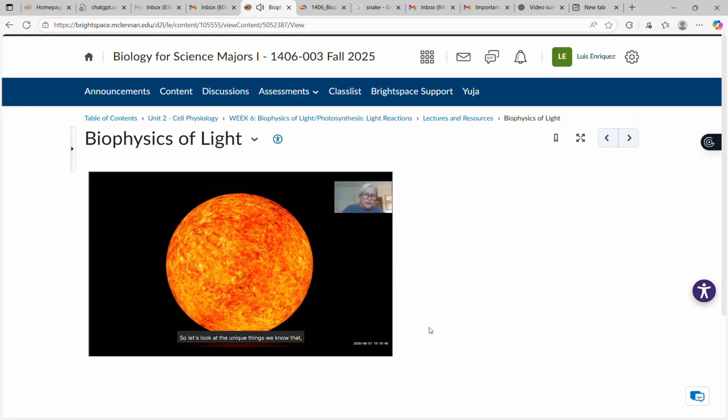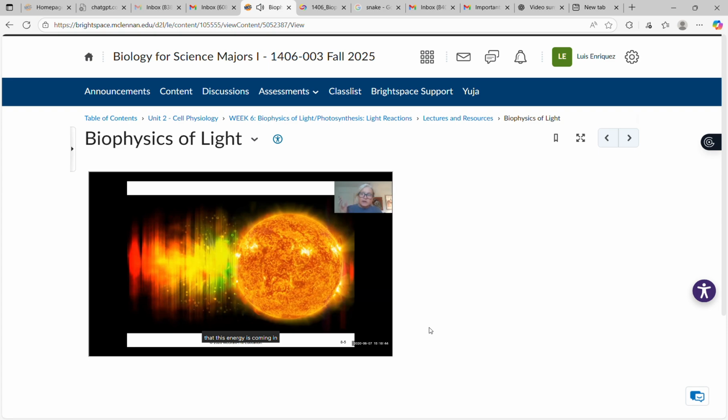So let's look at the unique things. We know that this energy is coming in the form of light from the sun. And light has 2 types of properties. It has a wavelength. Each different type of light has a different wavelength. You can actually measure crest to crest like you would a real wave, a sequence of waves. The distance between each wave is the wavelength. Each different type of light is unique.